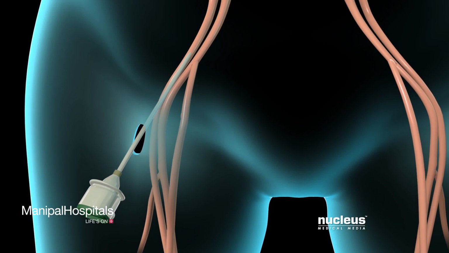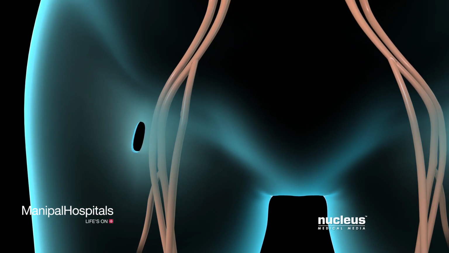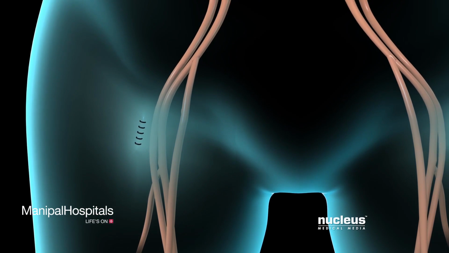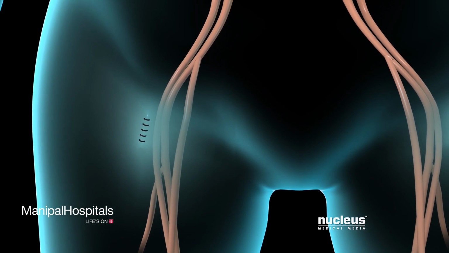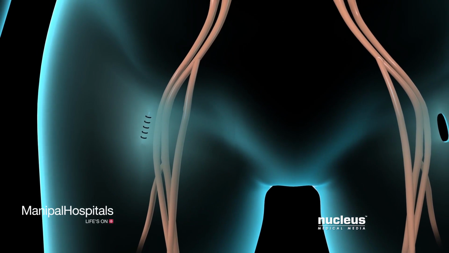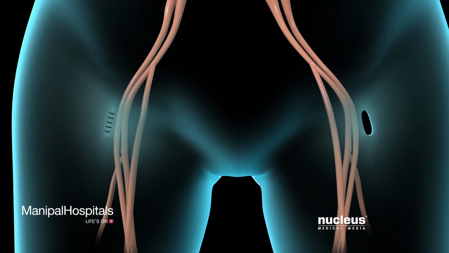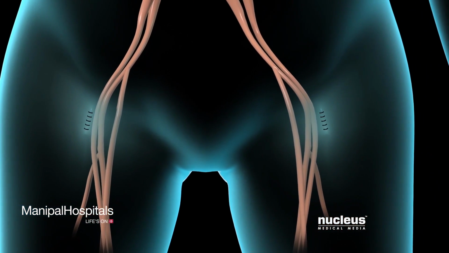At the end of your procedure, the introducer sheath in your groin will be removed. Your skin incision will be closed with stitches. You will have another incision on the other side of your groin, through which instruments were inserted to monitor your heart during the procedure. This skin incision will be closed in a similar manner.